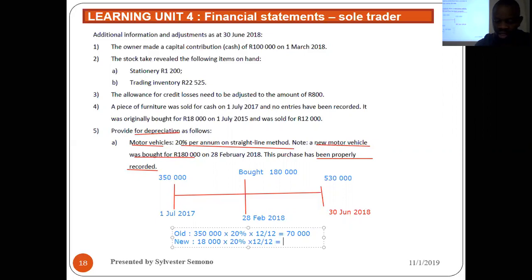Is it 12 or 12? I don't think it's 12 or 12. Because we bought it on the 28th of Feb, March, April, May, June. Only 4 months. And get 12,000.